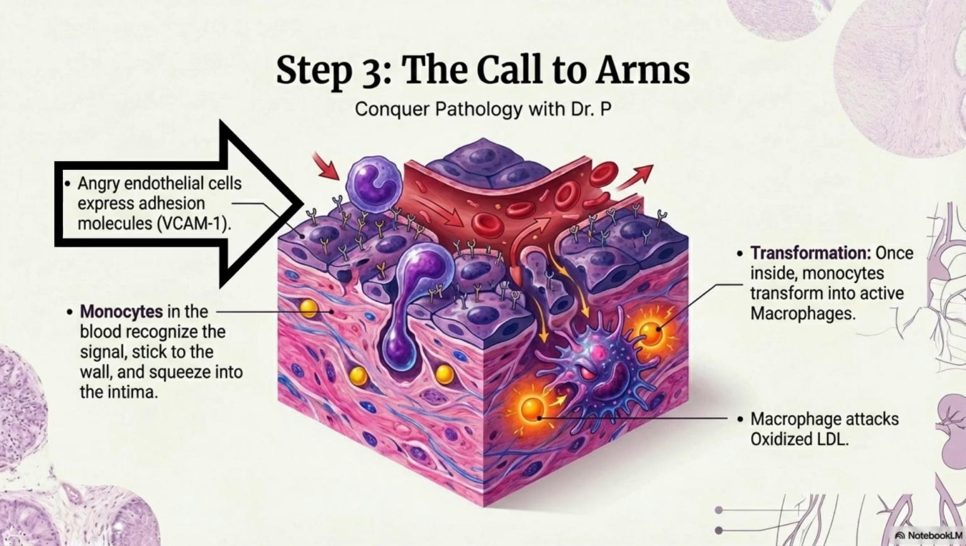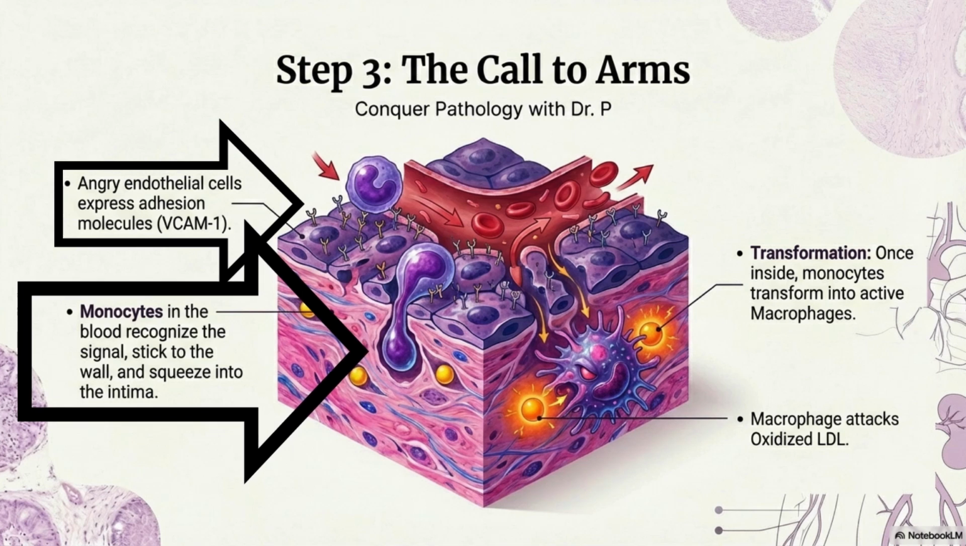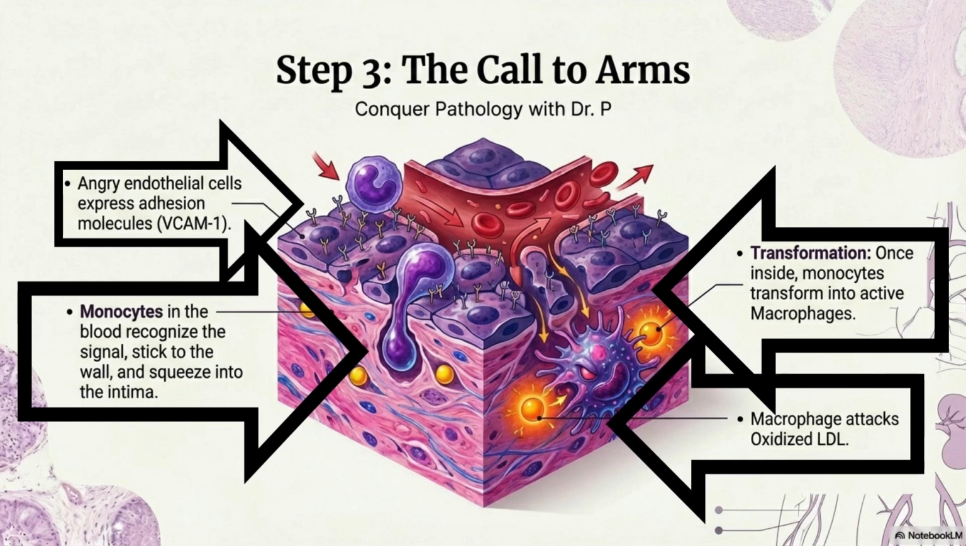Those angry endothelial cells express adhesion molecules, specifically VCAM1. Monocytes in the blood recognize this signal, stick to the wall, and squeeze into the intima. Here's the transformation. Once inside, monocytes transform into active macrophages and the macrophage attacks the oxidized LDL.